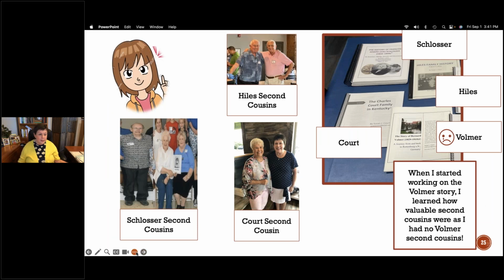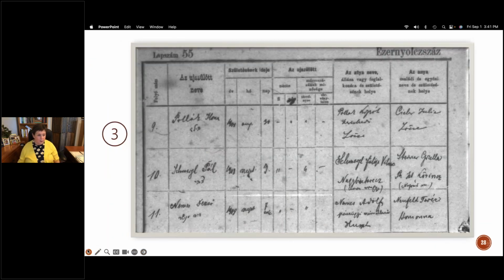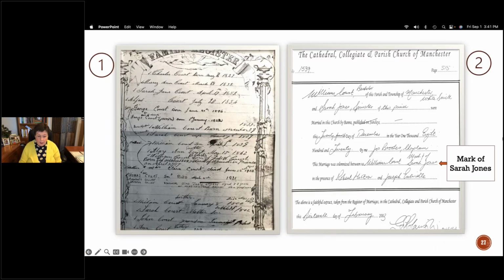So I'm going to give you some examples. Number one here is a photograph of a page from a Court family Bible in the possession of my third cousin, George. I transferred the information on this page to a family tree chart to ascertain what it provided and what it was missing. I then recorded the information in my electronic family tree, which I keep on Ancestry.com.